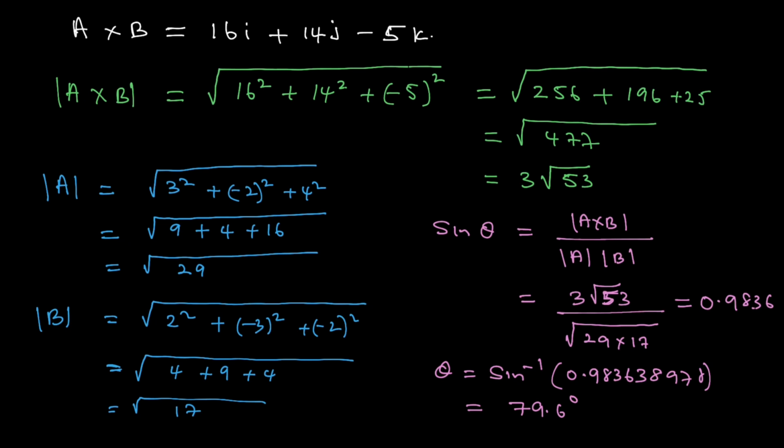So we have found the angle between the vectors A and B using the cross product, or vector product, which gives the sine of the angle between them. And the actual angle theta is 79.6 degrees, roughly about 80 degrees. But the 79.6 that you see here is actually 79.621.